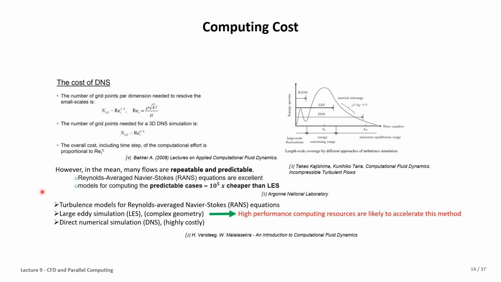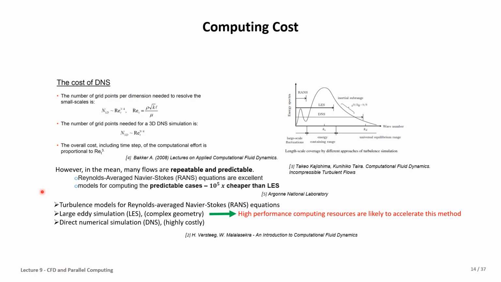However, in many problems we are looking for the mean features, which it is possible to extract by the Reynolds-averaged Navier-Stokes. From the cost evaluation, RANS is 10 to 5 times cheaper than LES.